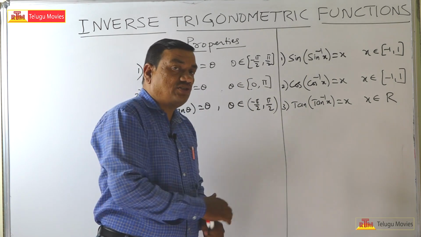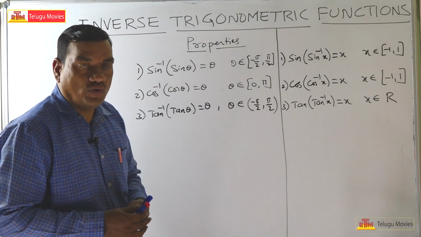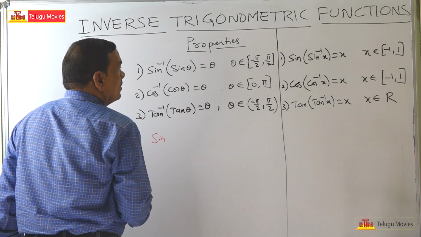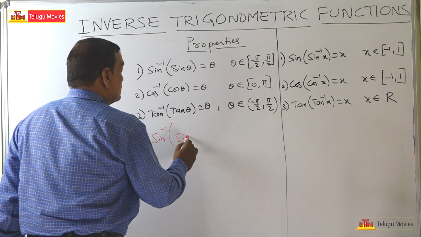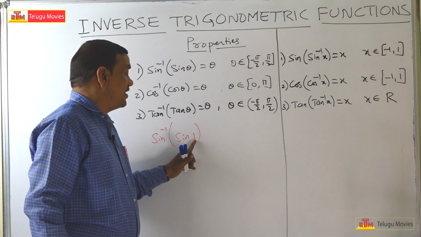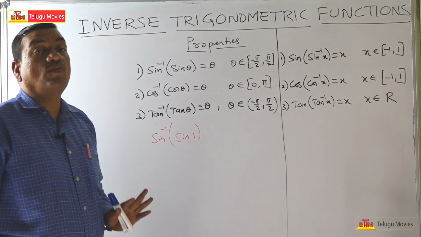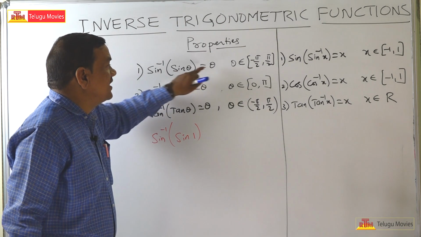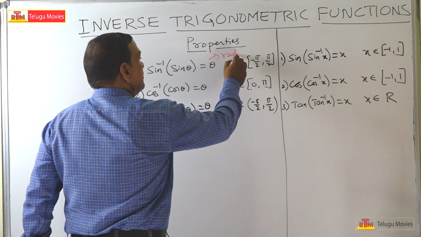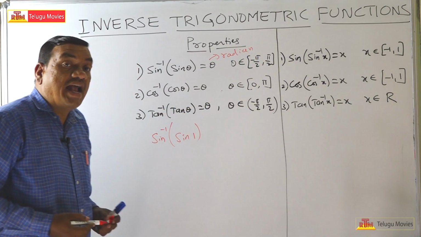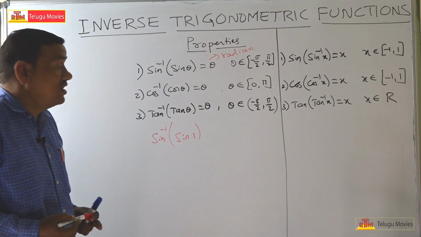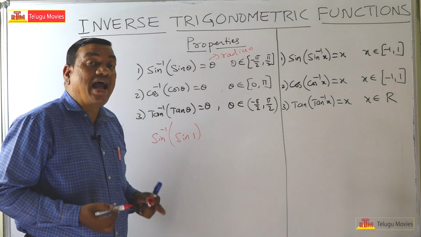Now at this point I am giving a small problem. Okay, let us try to do that. What is sin inverse of sin 1? Here I am not mentioning any unit. 1 means what? Here 1 is in radians. Theta is measured in radians. Always, if the unit of an angle is not mentioned, then we have to treat that angle as a radian measure.